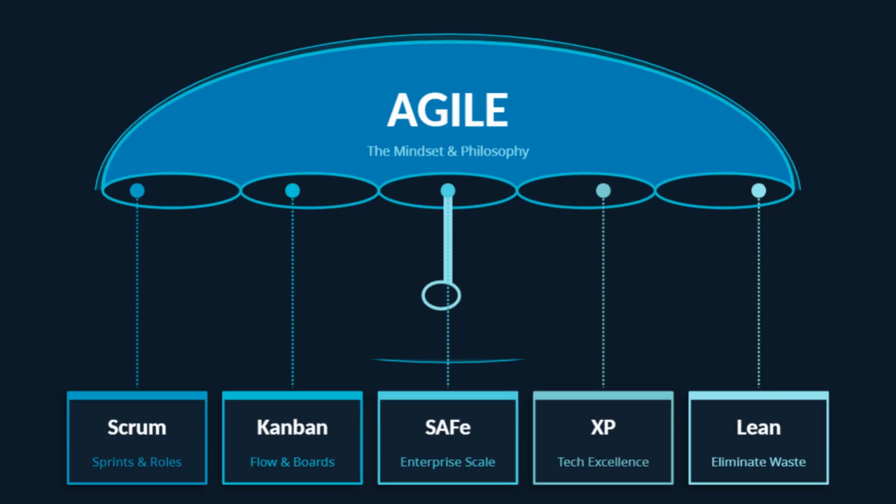Now, think of Agile as the umbrella. Under that umbrella, there are several frameworks that give you the actual structure of how to work in an Agile way. The most popular ones are Scrum, Kanban, SAFe, called the Scaled Agile Framework, then we have XP, Extreme Programming, and then we have Lean. So we'll go through each of these frameworks quickly and clearly.